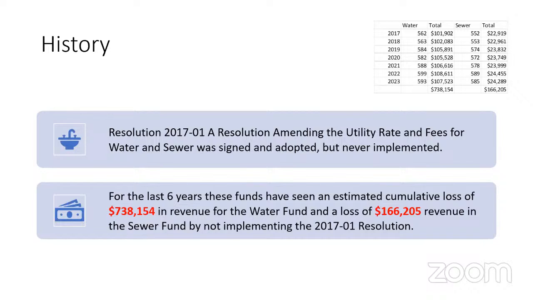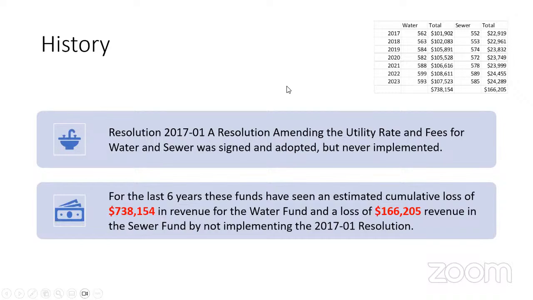I have a little table up there on kind of how I calculated how many accounts we would have and what it would do. So it's an estimated cost, but basically that's the revenue we lost by not, I wouldn't even say adopting that resolution because we adopted it. It was implementing it.